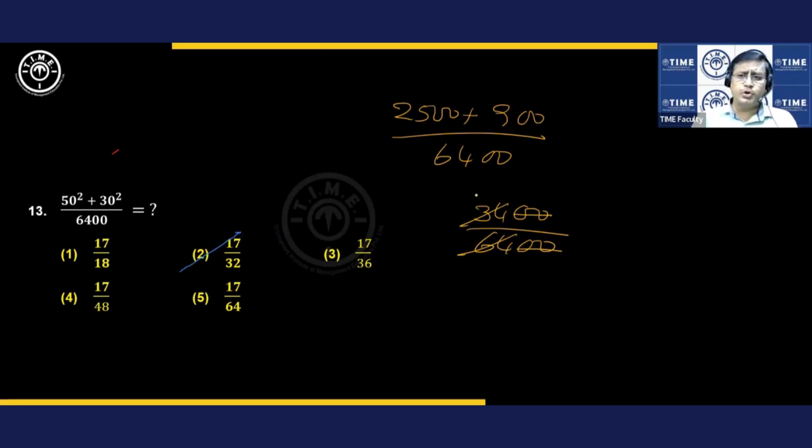These numbers are divisible by 2. It goes exactly 17 times. Here it is 32 times. Now the result is 17 by 32. Option number 2. Second choice is the right answer.